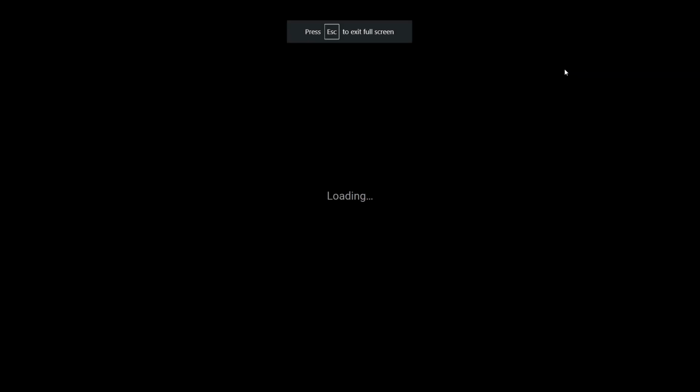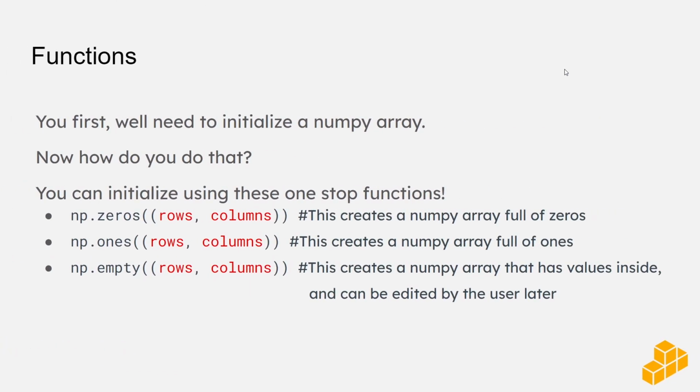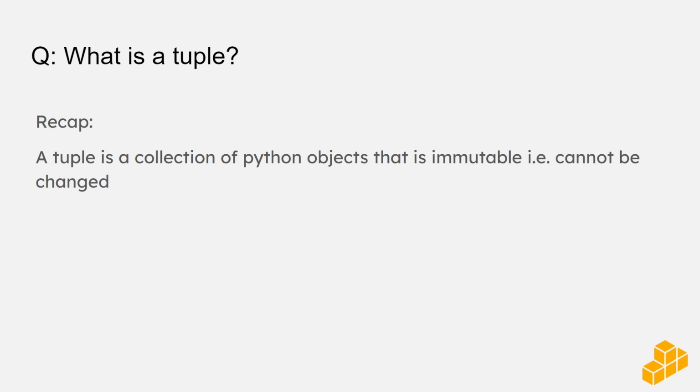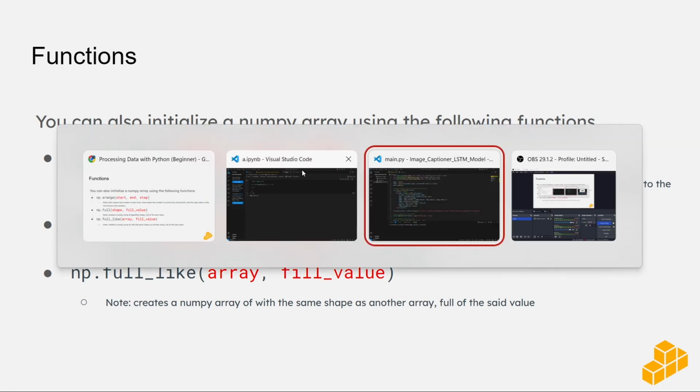Getting back to this real quick, because we have a lot more stuff. Other than that, you can also use other one-stop functions. Maybe not really that useful because most of the time you're going to be using your own. But the more useful one will probably be NumPy full_like, because you can actually copy the shape.